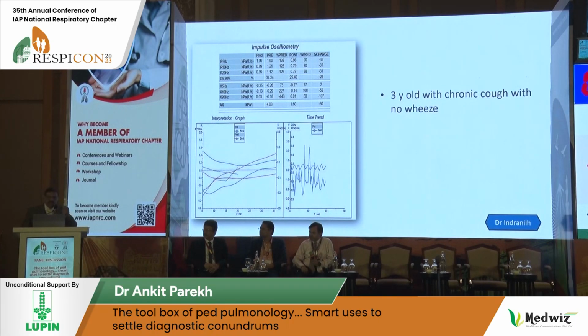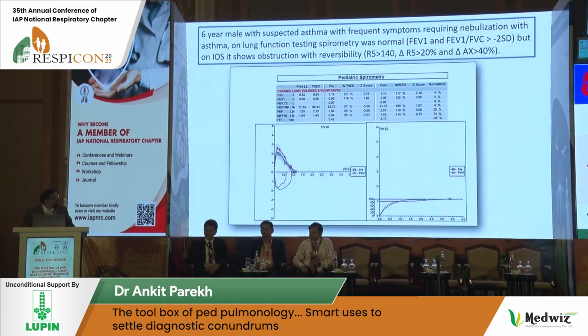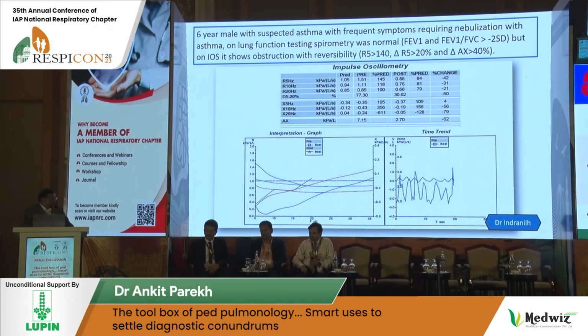So this child was not wheezing. I'll just take one minute more and finish it. This is the third child where the spirometry was normal, but clinically looking like asthma. And again, the IOS shows obstruction and it shows very good reversibility.